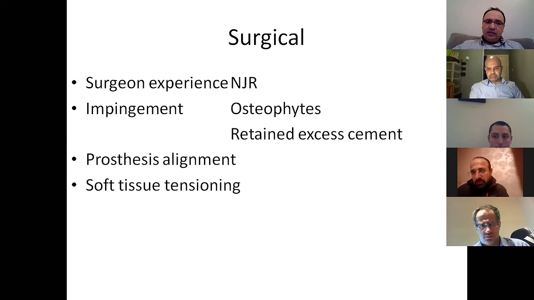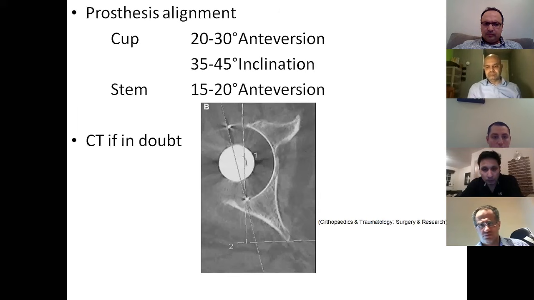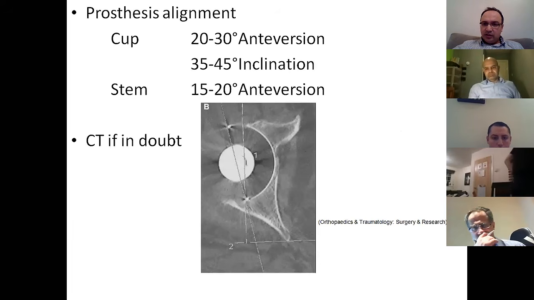So if you find any of these factors evident on the X-ray that the examiner has shown you, you tell the examiner straight away, yes, I can see an osteophyte there, I can see a retained cement there. But that could be a factor, surgical factor. And then prosthesis alignment and soft tissue tensioning. We all know the proper prosthesis alignments of the cups, 20 to 30 degrees of anteversion and 35 to 45 degrees of inclination. There are studies done. If you can back it up also, that will be useful.